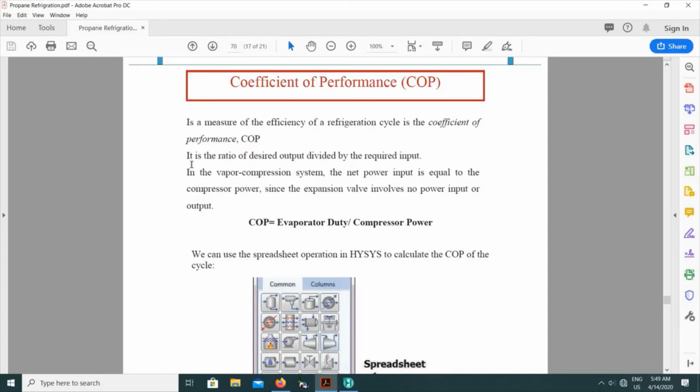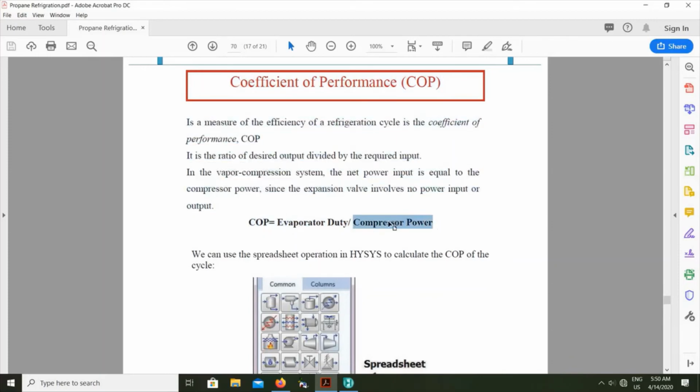In this particular case, in the vapor compression system, the net power input is equal to the compressor power. Since the expansion valve involves no power input or output, the formula reduces to evaporator duty divided by compressor power. These are the two things we need: how much is the evaporator duty, how much is the energy required to evaporate, divided by how much is the compressor power that we have.